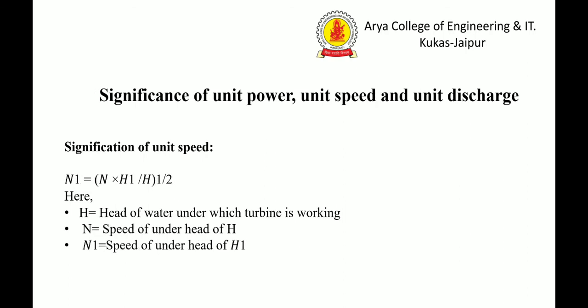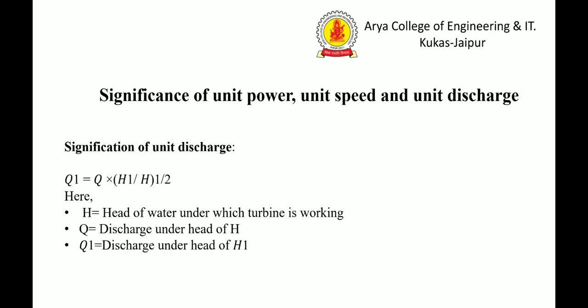Now, significance of the unit speed. It is given by N1, that is unit speed, equal to N (H1/H)^(1/2). Here, N1 is speed under the head H1, capital N is speed under head H, and H is the head of the water under which the turbine is working.